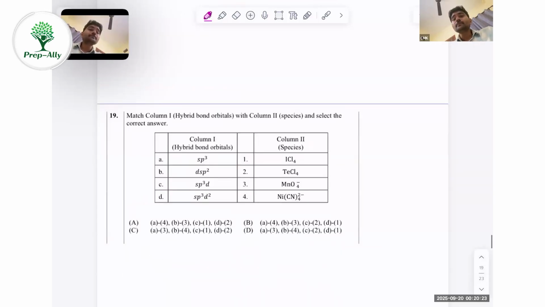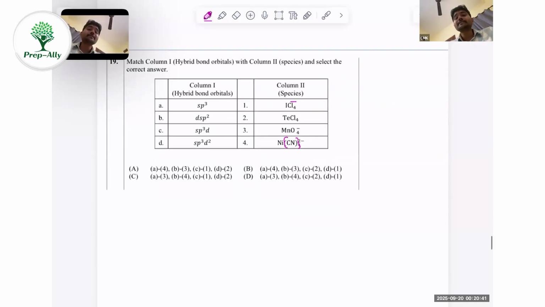Then match the following. Not the uncorrected one, this paper. For ICl4 minus, with options sp3, dsp2, sp3d or sp3d2, which hybridization is it?